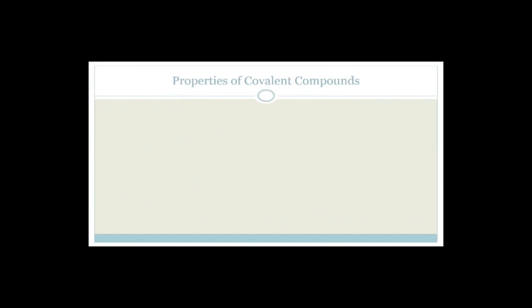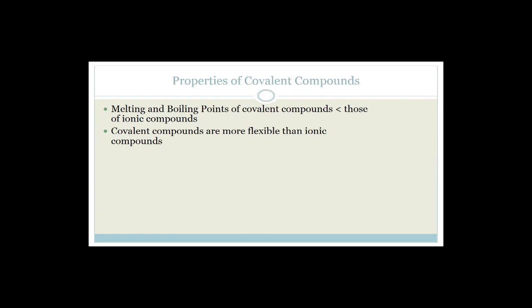Okay. Now let's talk about the properties of covalent compounds. First of all, melting and boiling points of covalent compounds are lower than those of our ionic compounds. Remember that in ionic compounds there's a transfer of electrons, and the transfer of electrons actually takes up more energy, which means that the melting and boiling points of covalent compounds are lower, because it's slightly easier to break up the covalent compounds. They're also more flexible than our ionic compounds, which makes sense.